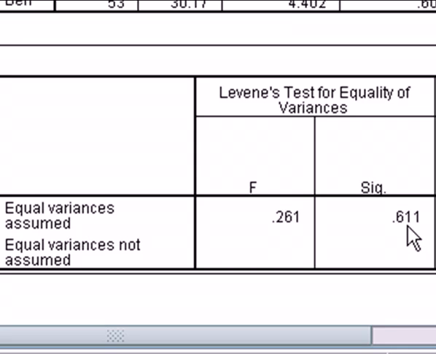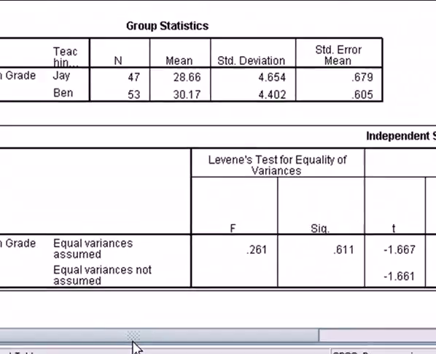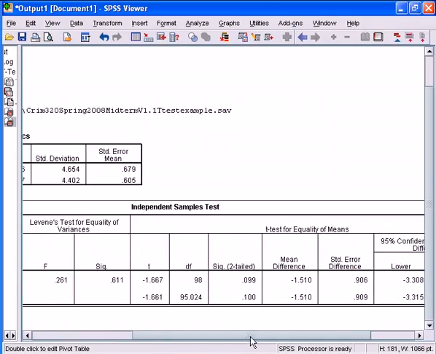Had this p-value or sig value been less than 0.05, at an alpha level of 0.05, we would have rejected the null hypothesis and then proceeded reading the bottom line of the output, equal variances not assumed. But it's 0.611, which is quite a bit bigger than 0.05, so we are going to maintain that the variances are equal, and we're going to read across accordingly.